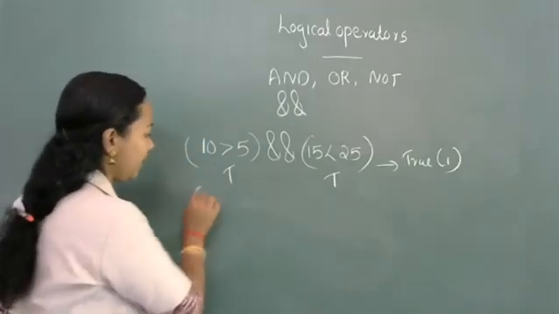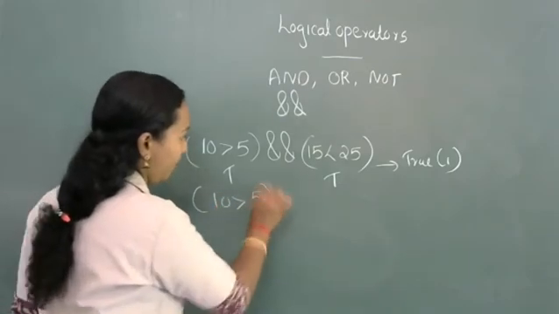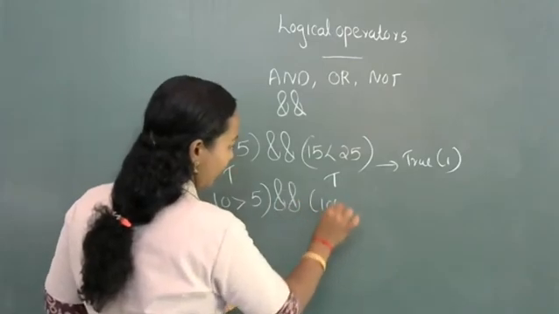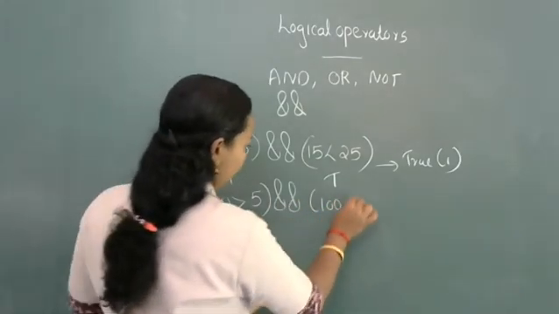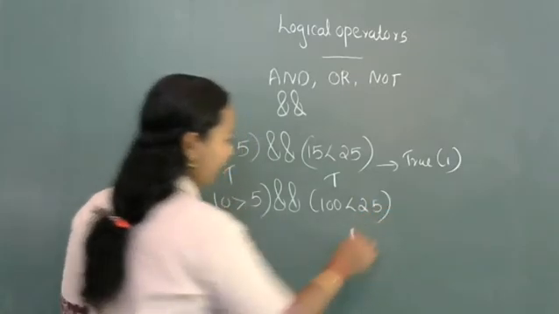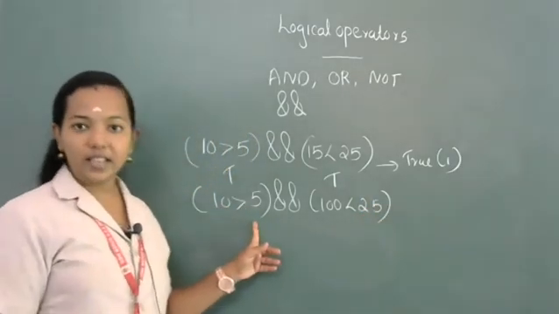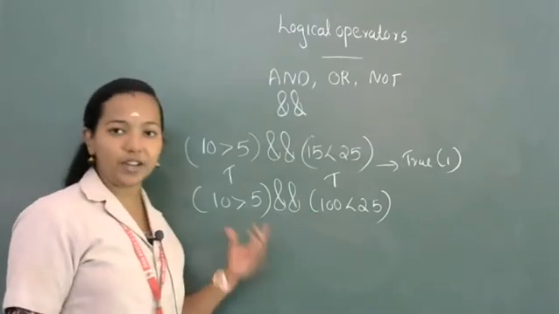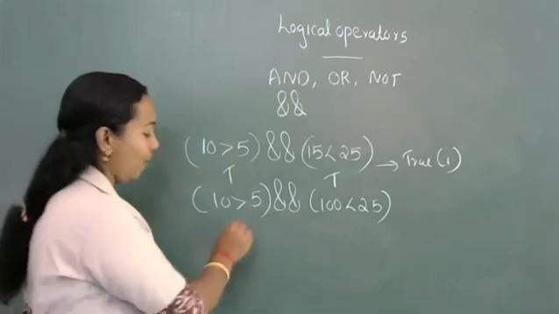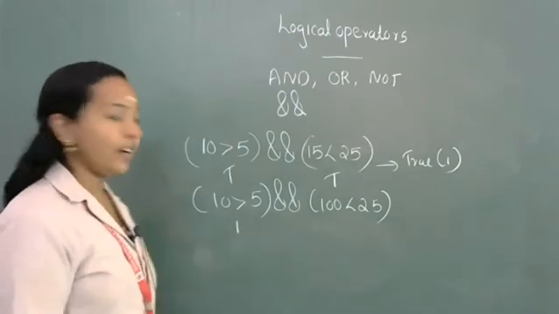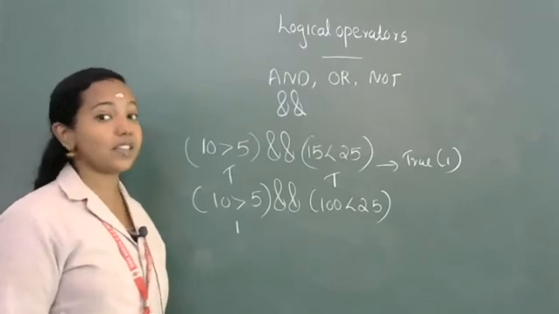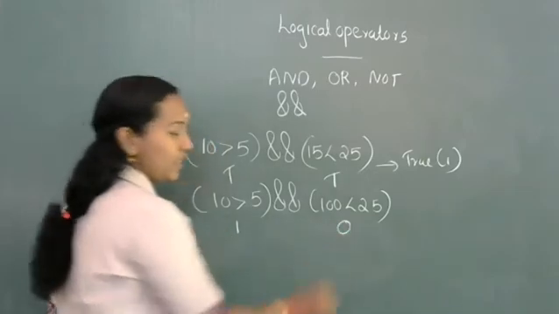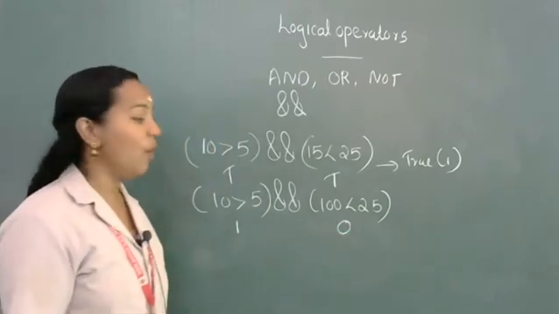Then the second condition, 10 greater than 5 and 100 less than 25. What is the first condition? The first condition will return a true value or 1. 100 less than 25? 100 is greater than 25. So what will be the result? The condition is false. We will get 0. So what will be the final result? 1 into 0.